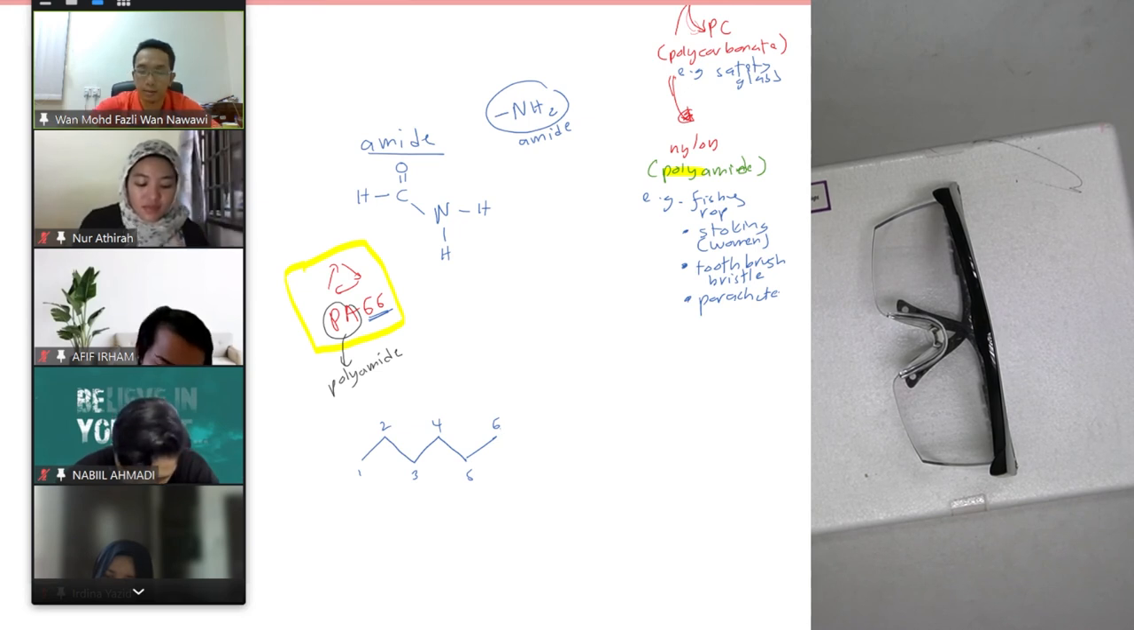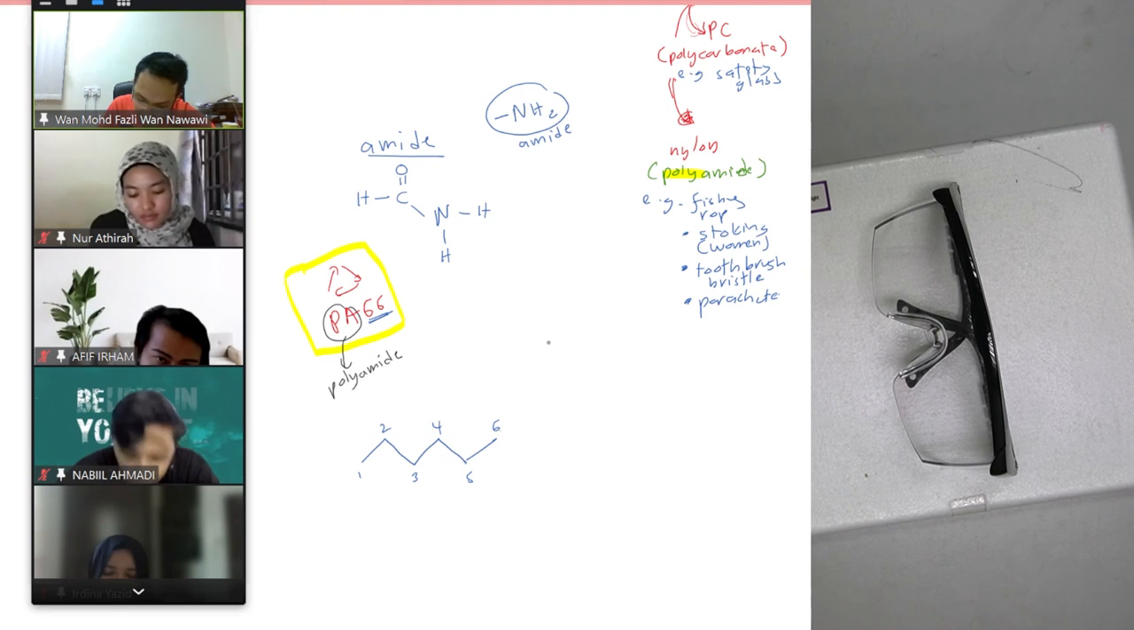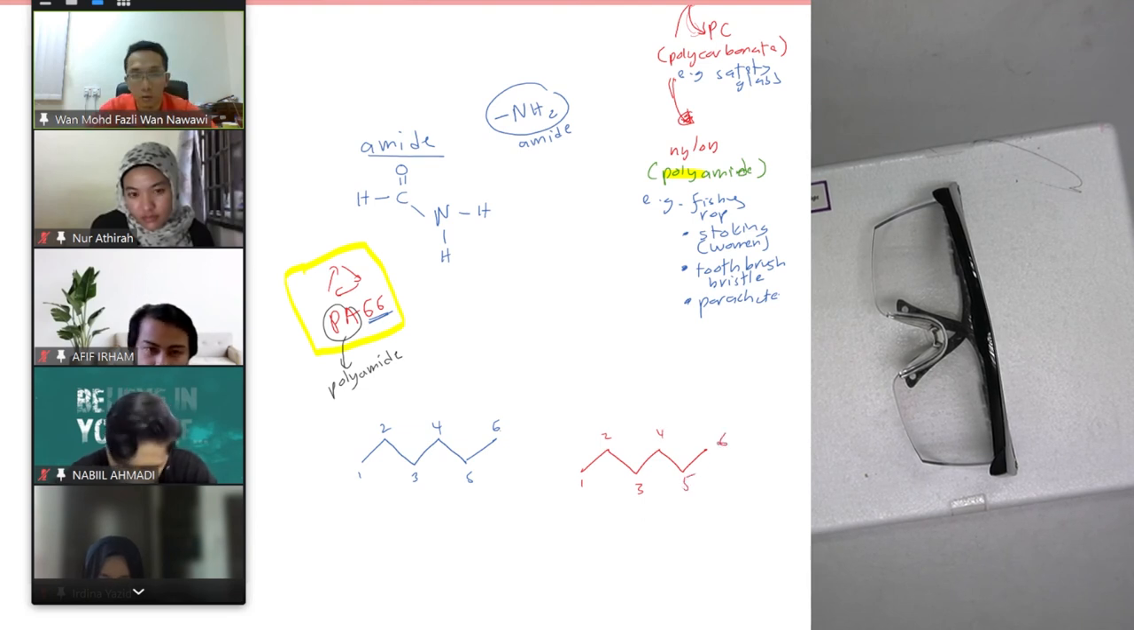Something like this. Okay, so you have something like that, and also you have another 6 here. Let me draw something here. 1, 2, 3, 4, 5, 6. So the 6-6 means that in two molecules, you have 6 carbons each. But where is the amide?